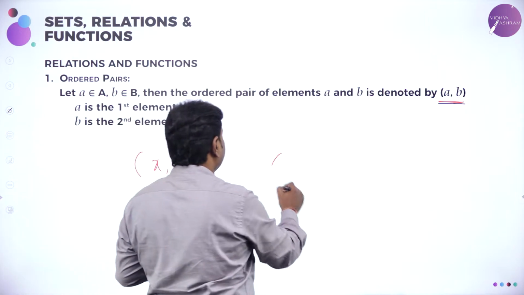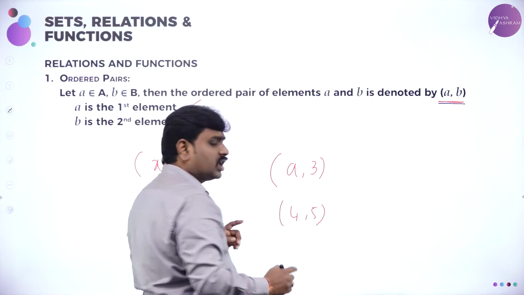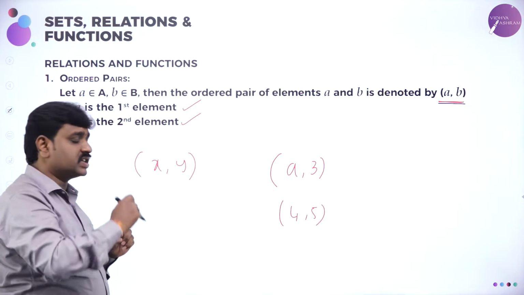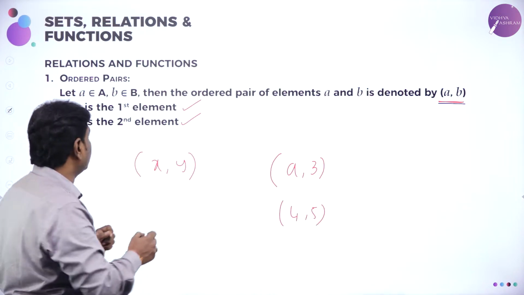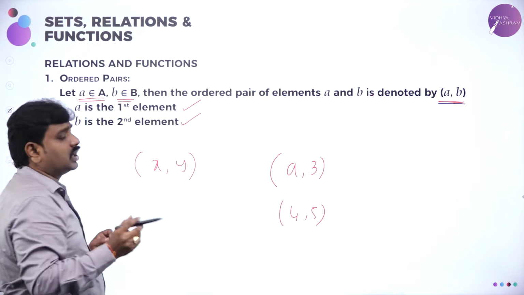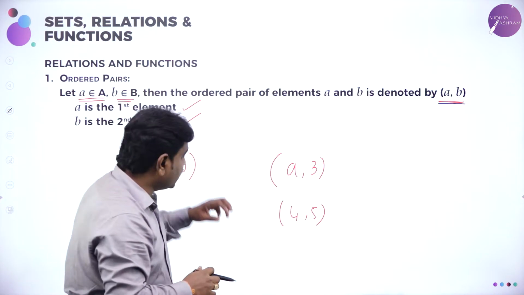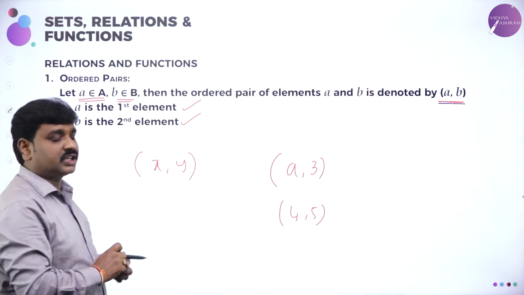So I can write (a, 3) or (4, 5). And in an ordered pair, the first element belongs to the first set and the second element belongs to the second set. That's what they told here: a belongs to A and b belongs to B. And ordered pairs are the elements in the Cartesian product. So to understand better, we'll go to the Cartesian product.